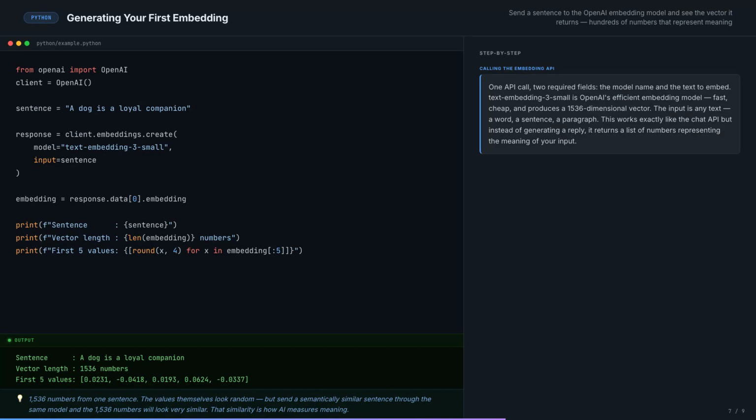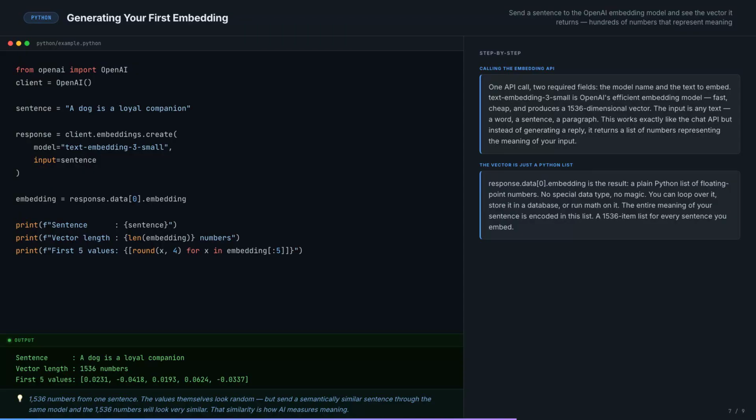Next, the vector is just a Python list. response.data.embedding gives us a plain Python list of floating point numbers. No special data type, no magic. You can loop over it, store it in a database, compare it to another list. The entire meaning of your sentence lives in this list.